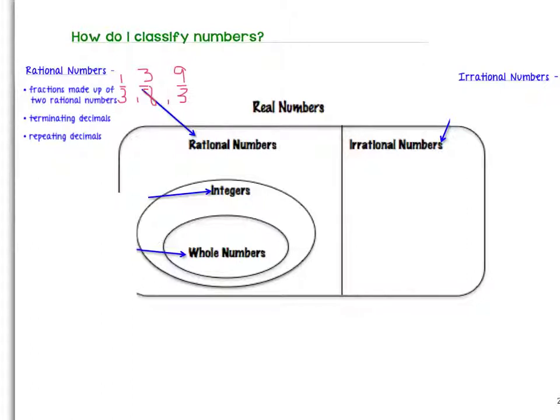Then we have our terminating decimals. Remember, to terminate means to stop. So it's any decimal that stops. For example, the whole number 5, it stops. I could have 2.83. Well, that number stops. 0.418. Okay? So all of those decimals are decimals that stop, terminating, meaning that they're stopping. They don't go on and on.